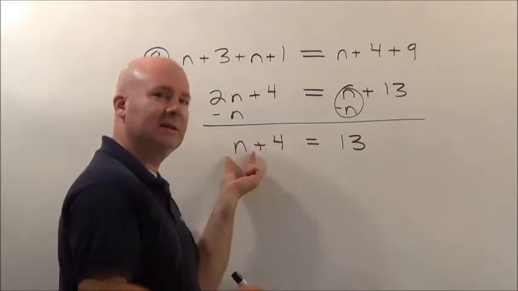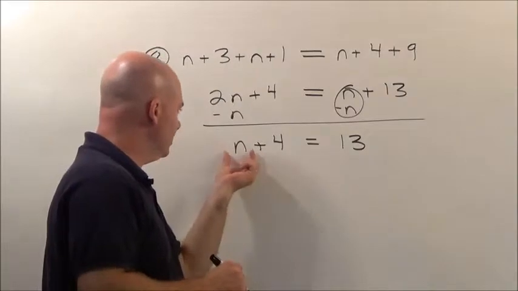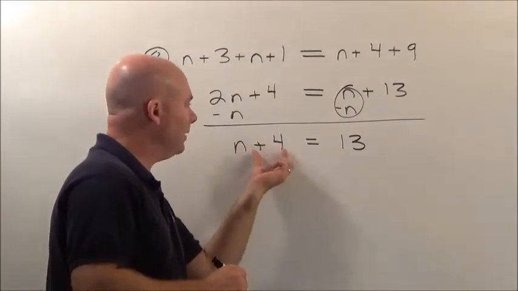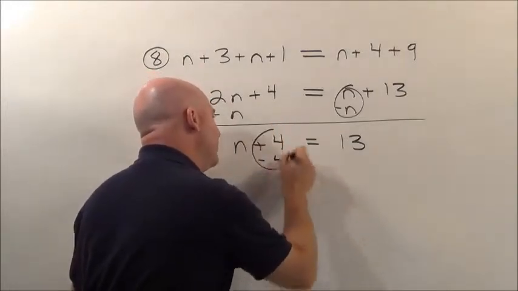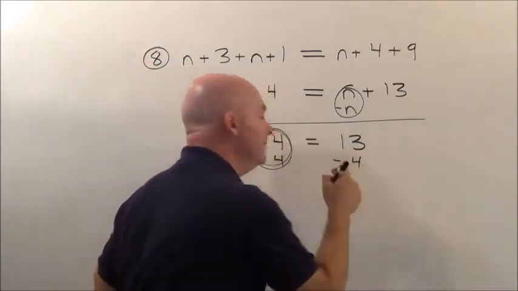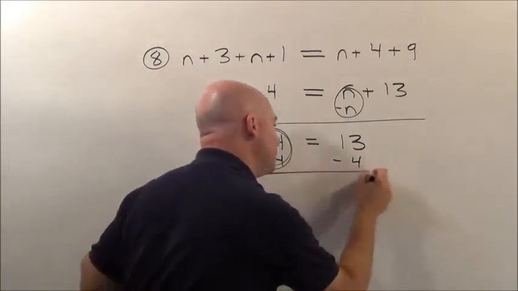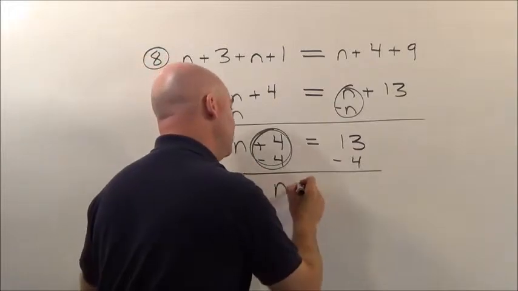Now, I want n to be by itself. Well, we say we want to isolate the variable. So I want to get n by itself. I've got to get rid of adding 4 to it. So all I'm going to do is subtract 4 to get rid of it. But if I subtract 4 on that left side, remember, you've got to do it on the right-hand side too. So I'll subtract 4 from that 13. I'm left with just a single n.